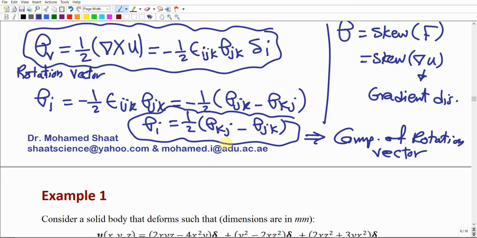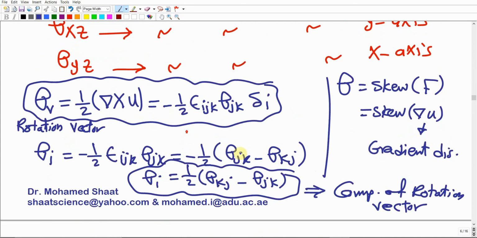So simply, if i is x, it means that you are interested in the rotation about the x-axis. It's going to be 1/2 of theta kj. So if this is x, k and j will not be x, they will be y and z, because we have i, j, k, which are x, y, and z. So if this is x, this is going to be theta zy minus theta yz.